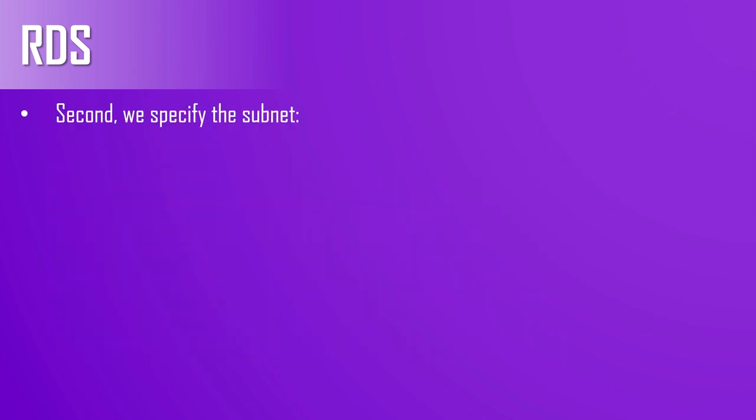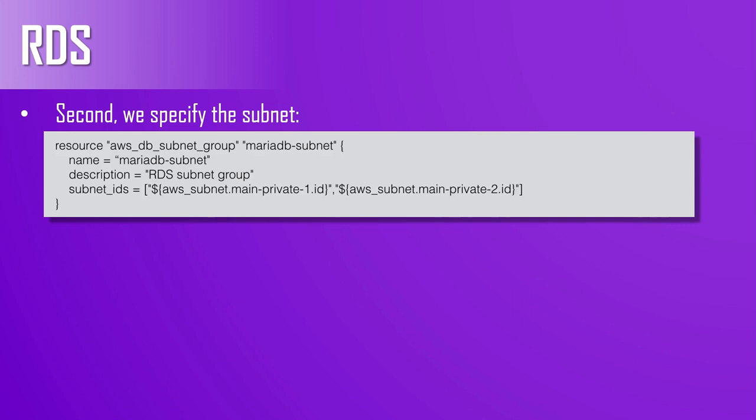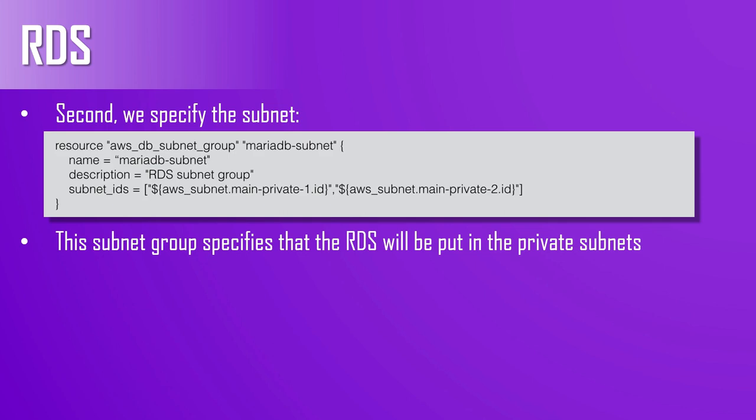Then, we specify the subnet. Here is an AWS DB subnet group, with a name and a description. And we have the subnet IDs. Here we just specify our multiple subnets that the RDS should be running in. This subnet group specifies that RDS will be put in the private subnets. You can see aws_subnet main-private-1 and main-private-2.